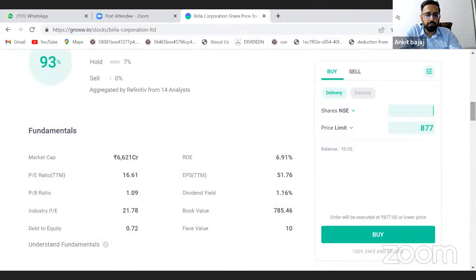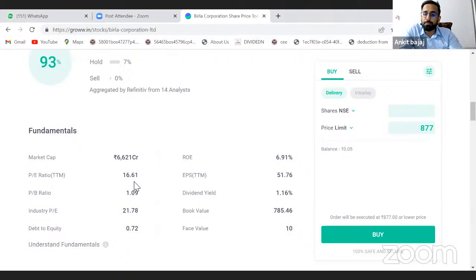Further, if we go down, we can see what the PE ratio of Birla Corporation is. The PE ratio of Birla Corporation is 16.61. Industry PE is 21.78. In the case of ACC Limited, we saw that the industry PE of the cement industry was 21.78 at that time also. So industry PE will remain the same for the cement industry, right? You can see the industry PE is the same, but there is a change in the PE ratio of Birla Corporation.